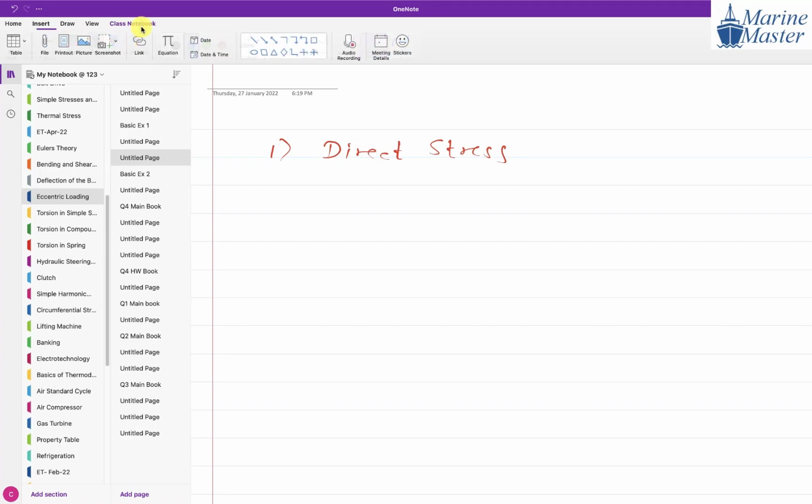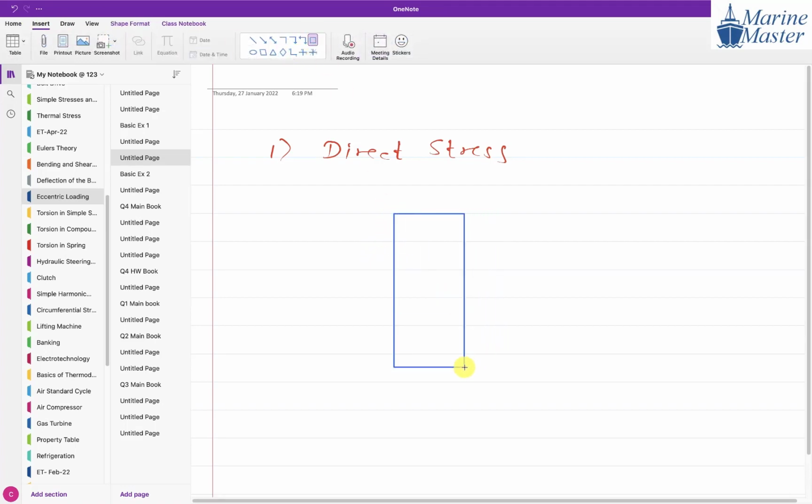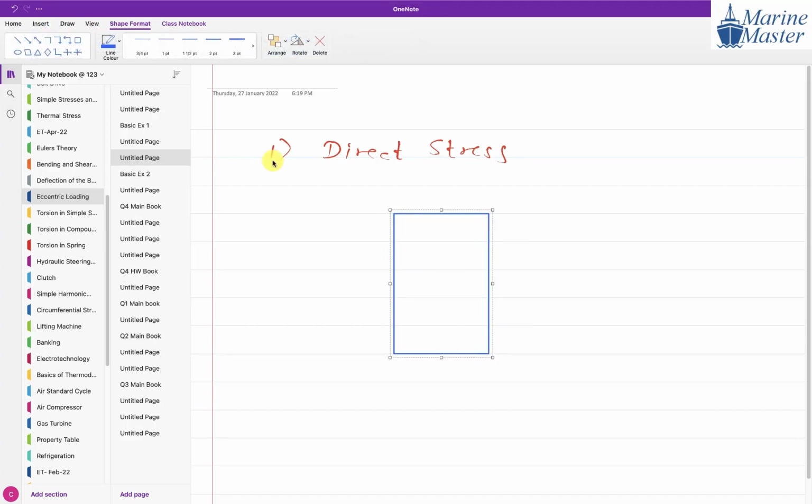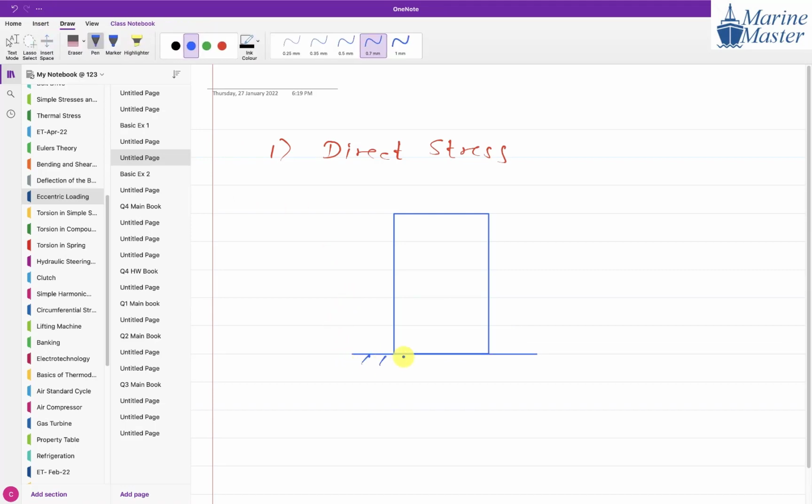Direct stress means, suppose this is our column. Just imagine that, I will explain. This is a column, fixed at the bottom end, and this is the center line of the column. This is a rough drawing. Exactly at the center line, a concentrated load F is applied. Due to this F, stress is going to generate, and we will call that a direct stress, denoted by sigma D.